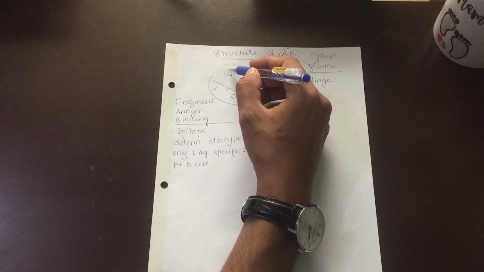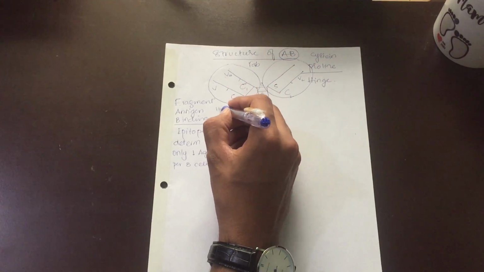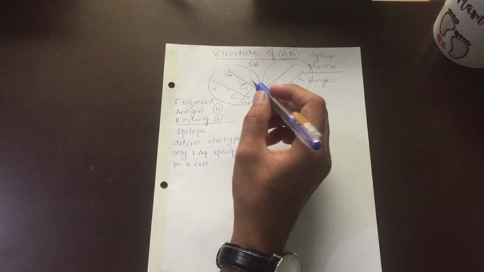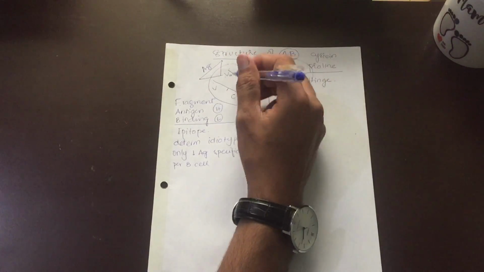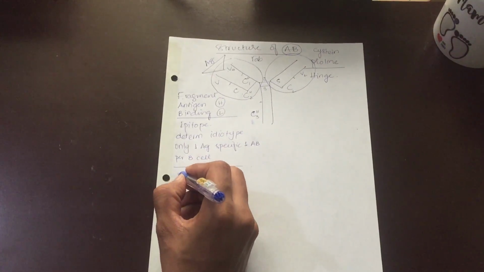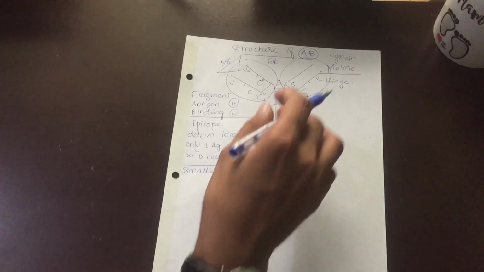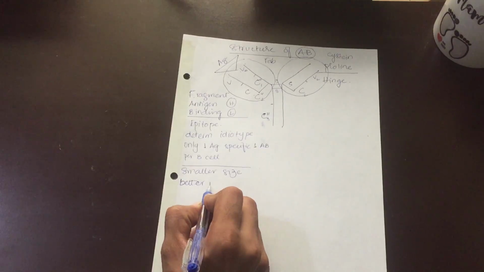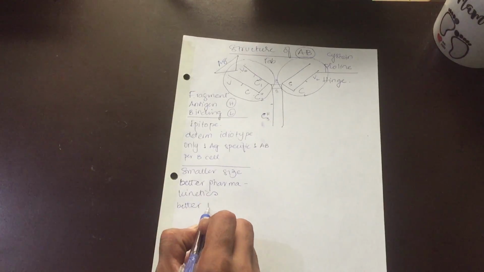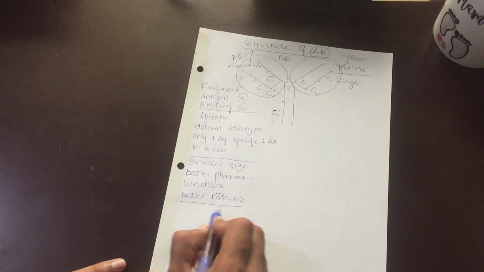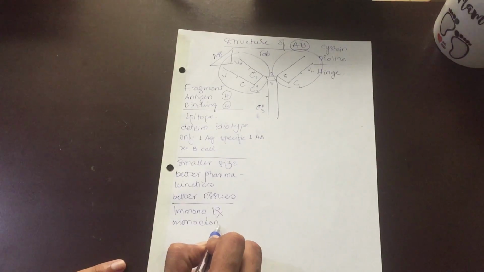So Fab consists of variable and constant regions of both heavy and light chain. So Fab has both heavy and light chain regions, and it binds only the epitope or antigen. So it's the antigen binding part. Fabs are smaller as compared to the Fc part of the antibody. They have better pharmacokinetics, and they have better tissue penetration. So Fabs are used in immunotherapies like monoclonal antibodies.